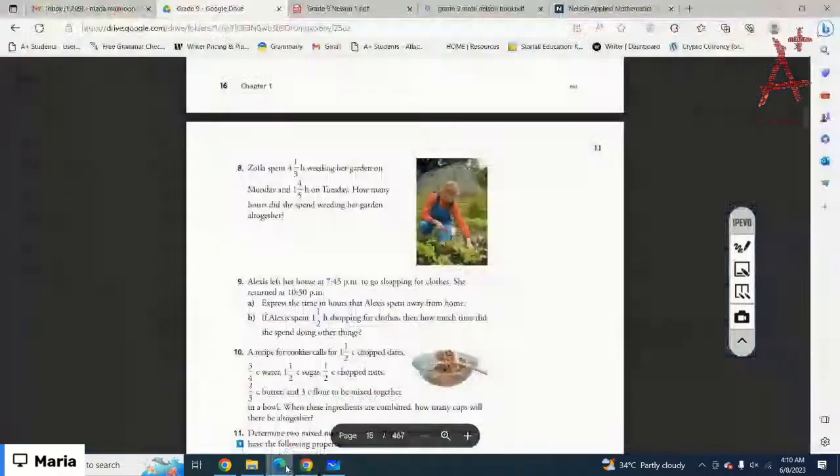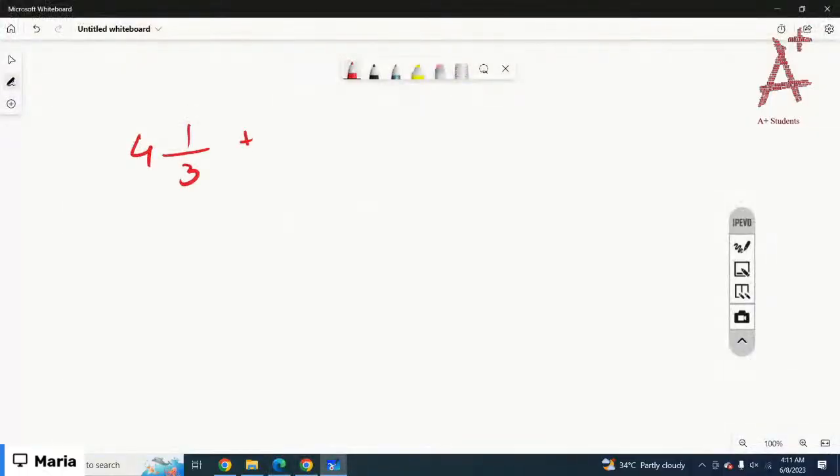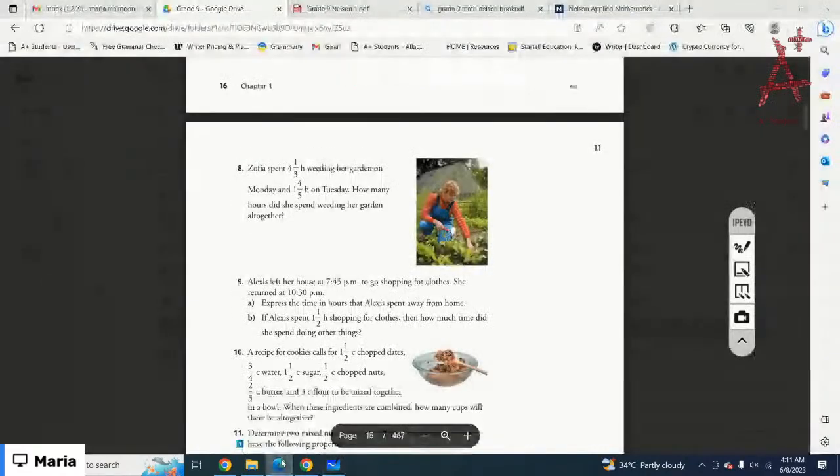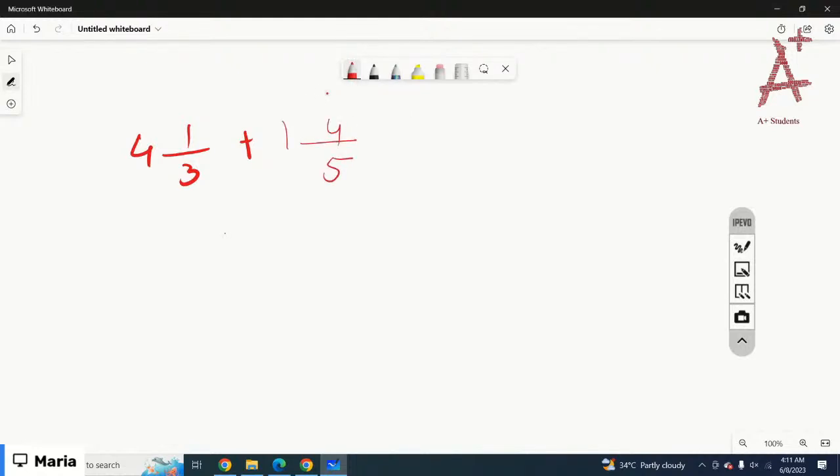4 whole 1 by 3 plus 1 whole 4 over 5. Got it? You have to add both the fractions. First, we have to make their denominators the same. Got it? You know that the common denominator would be 3 times 5 makes 15. So let's multiply this fraction by 5 and this fraction by 3 to make their denominator 15.